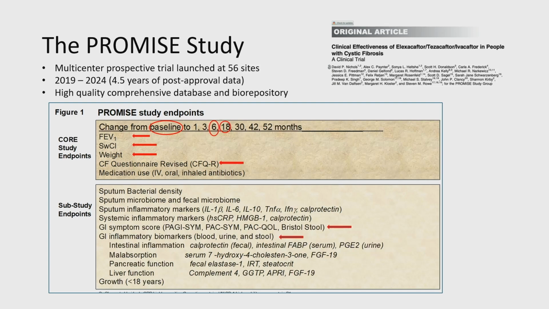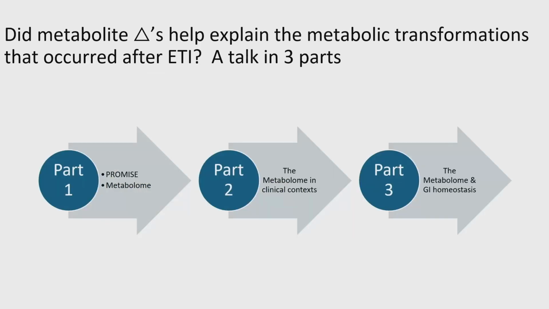The leadership at the TDN was incredibly gracious, and they allowed us to do a sub-study looking at 3 time points in PROMISE. So PROMISE went out 4.5 years, and we basically were able to look at samples in a cohort at baseline, so before ETI treatment, 6 months after treatment, and 18 months after treatment. And the question that we wanted to ask was, did metabolite changes help explain some of those metabolic transformations that I just showed you after ETI?